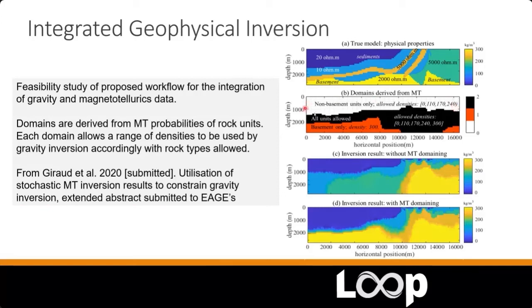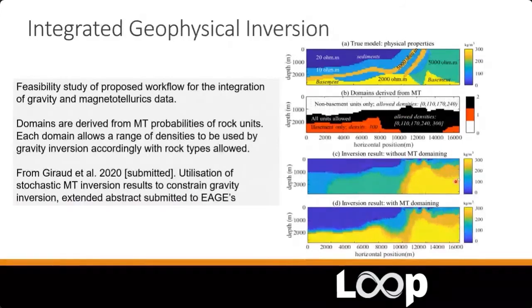The red domain down here is where the cover is not allowed, so only basement. And so we only use the basement during the subsequent gravity inversions. And in black is the unknown, so it could be basement or it could be cover. So at the bottom here, you have two examples. You have the inversion of the gravity without the MT domaining.